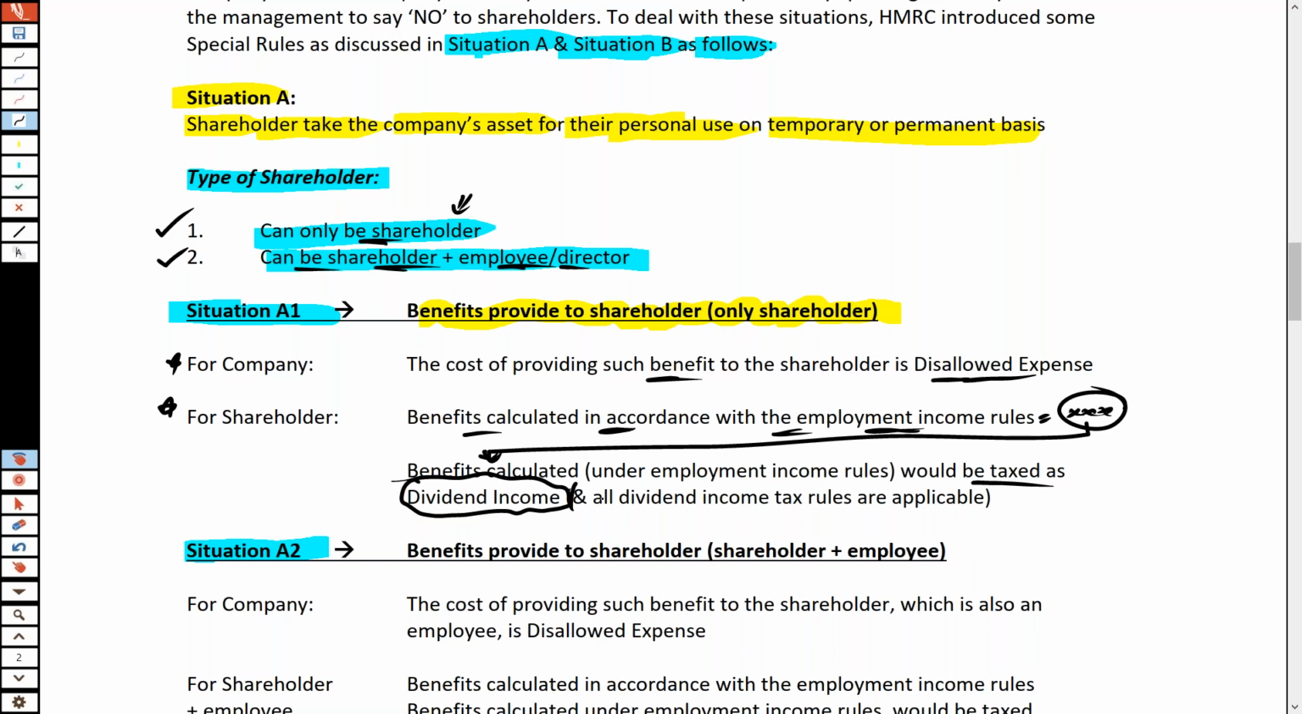So first of all, for calculation purposes, use the employment income rules for calculating any taxable benefit on that asset, and after calculation, take the benefit amount as dividend income for that shareholder. It means the dividend income rules and exemptions, all things will be applied for the shareholder.